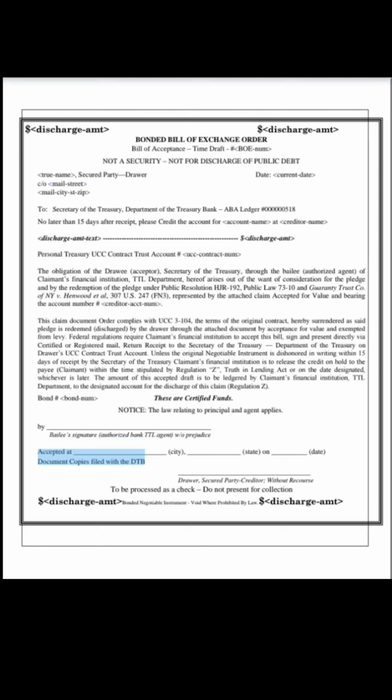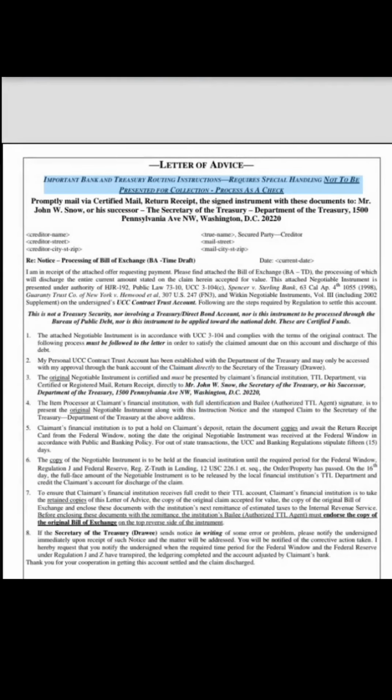Accepted at ___, document copies filed with the DTB. <discharge amt>. Notice: the law relating to principal and agent applies. City, State, on Date. Drawer, secured party creditor, without recourse, to be processed as a check, do not present for collection. <discharge amt> bonded negotiable instrument, void where prohibited by law. <discharge amt>. Important bank and treasury routing instructions: requires special handling, not to be presented for collection, process as a check.